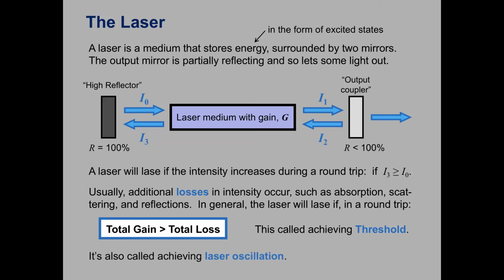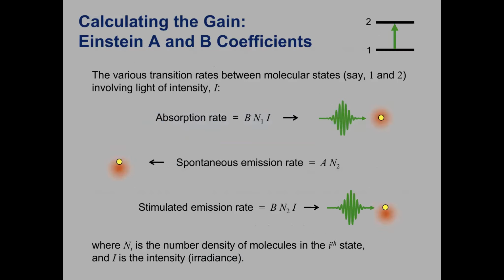So another term for this would be laser oscillation, because the light kind of bounces back and forth between the mirrors like a simple harmonic oscillator. So our goal is now to describe this mathematically.